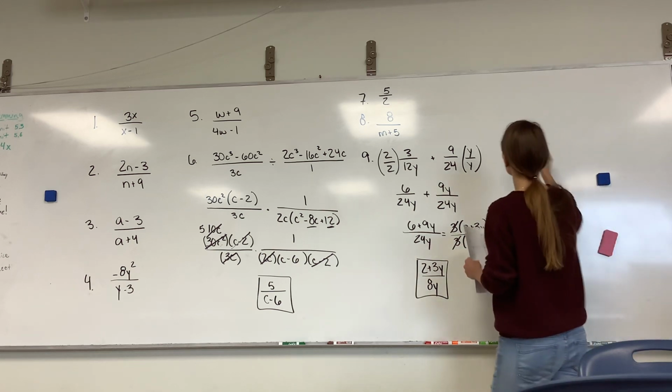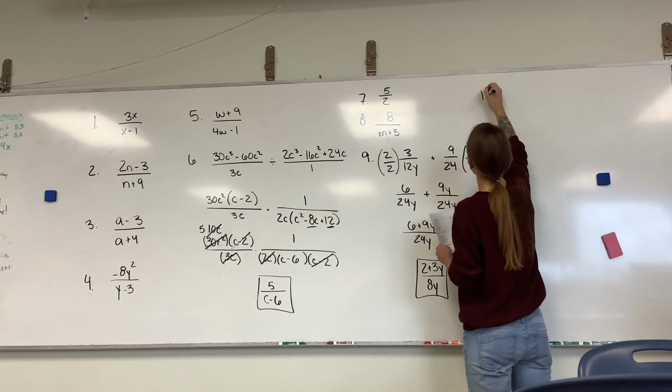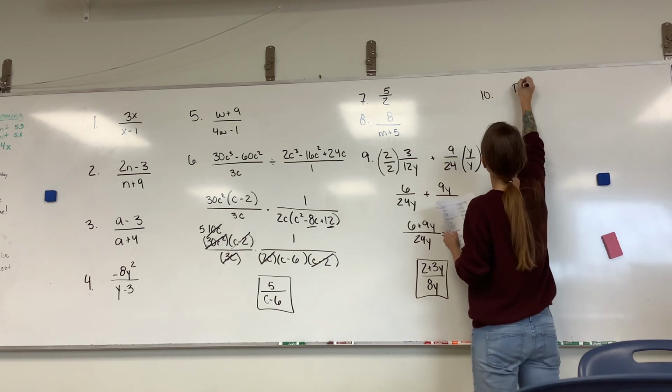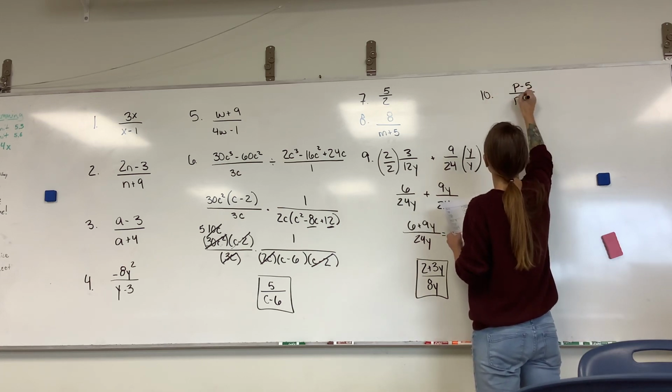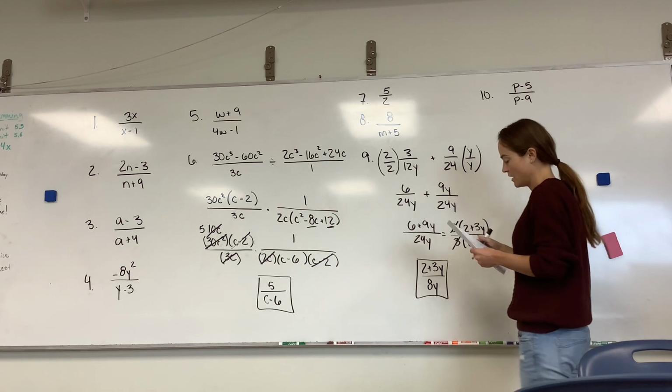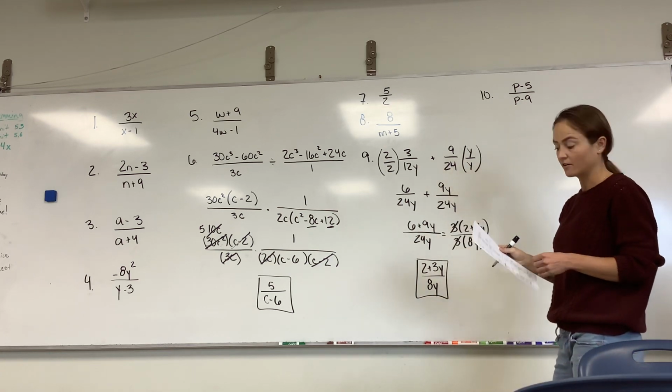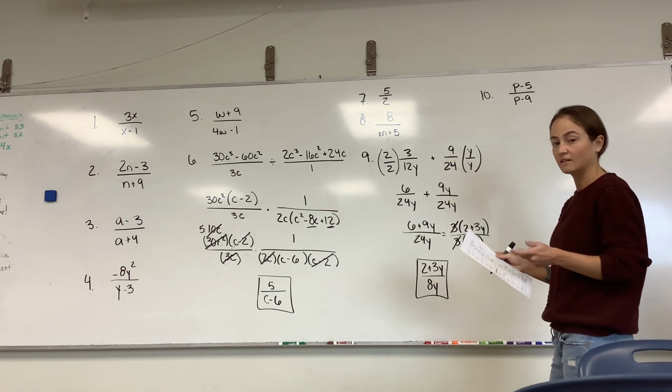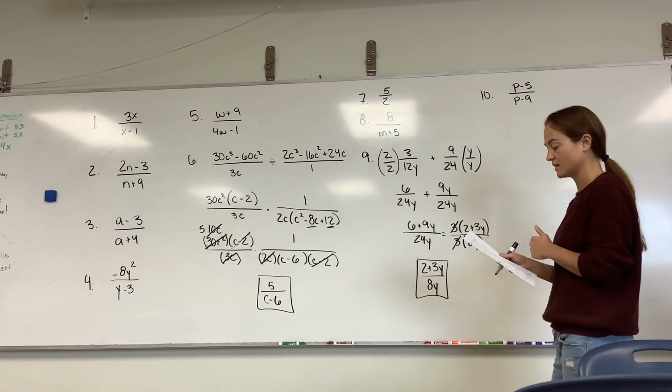For 10, I got p minus 5 all over p minus 9. Please remember to factor the denominator of that left-hand side to see what the right-hand side denominator is missing.